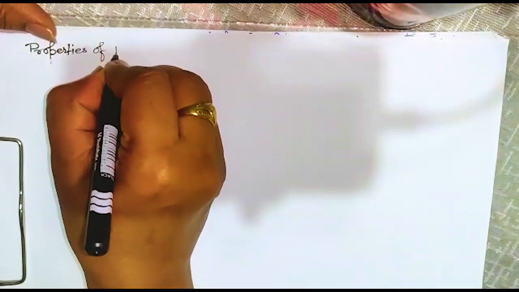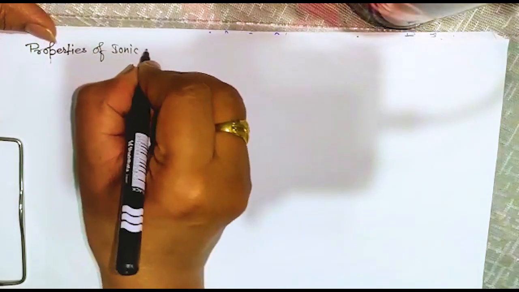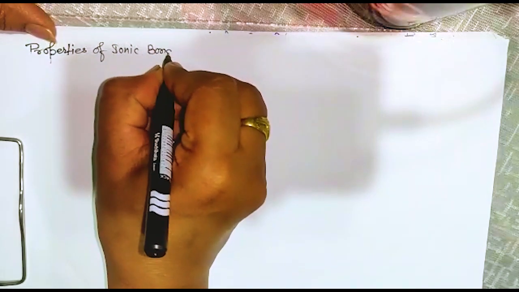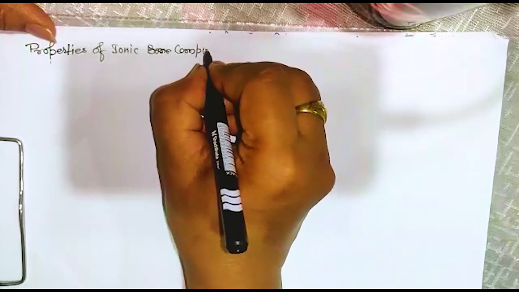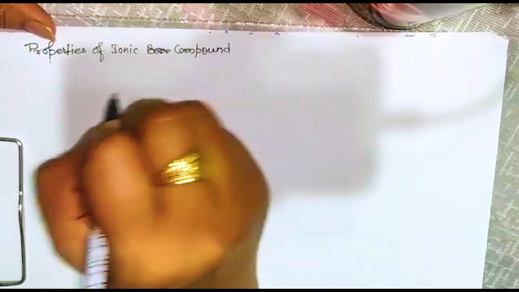So let's start with the properties of ionic compounds. Let me give the heading first: properties of ionic compounds. We know that an ionic compound or ionic bond is formed always between a metal and a non-metal. The metal is called electropositive and the non-metal is called electronegative. Or we can say that the bond formed between the cation and anion is called an ionic bond, and such a compound is called an ionic compound.